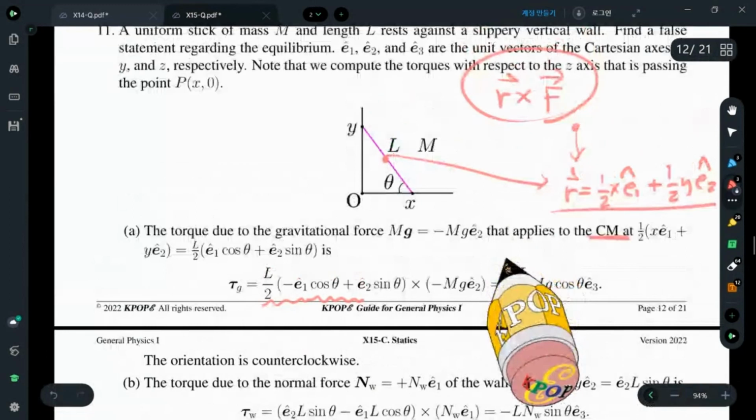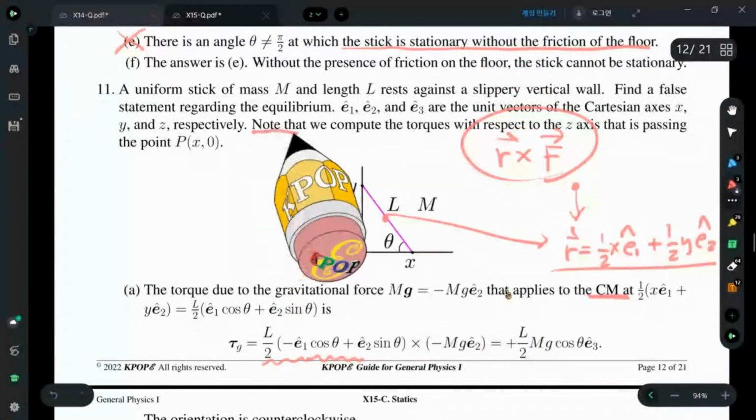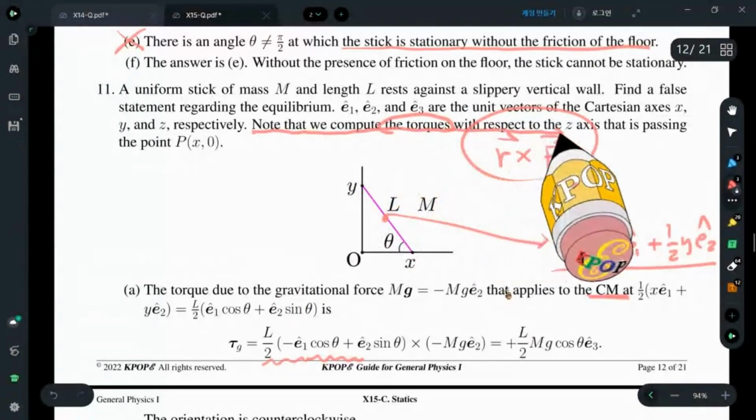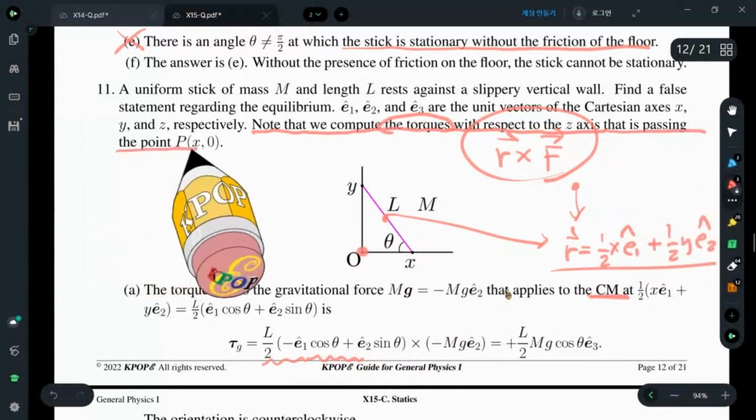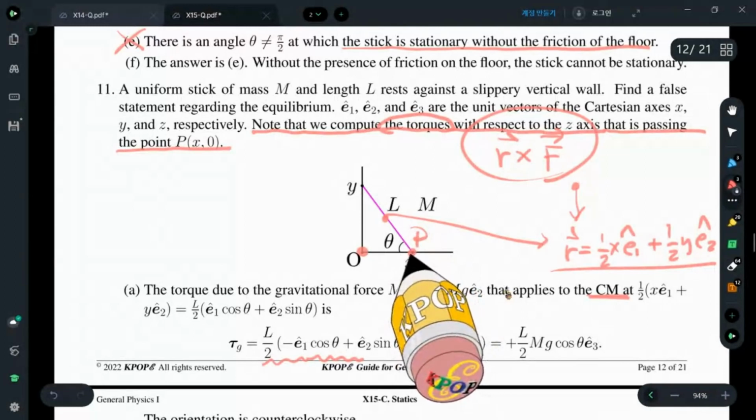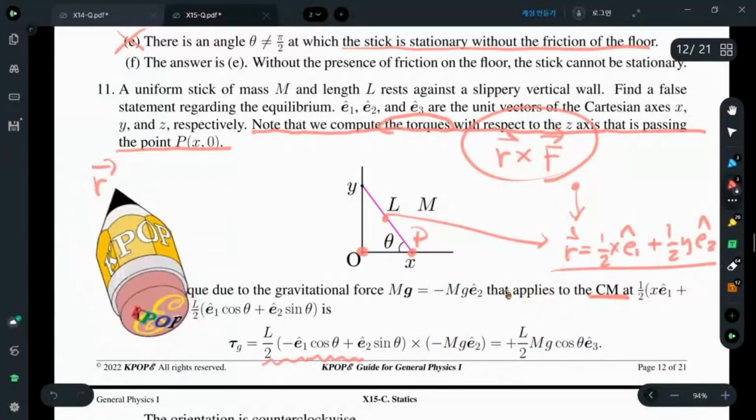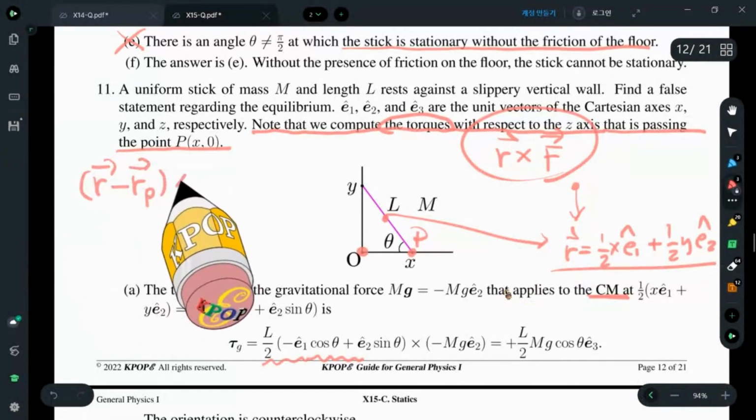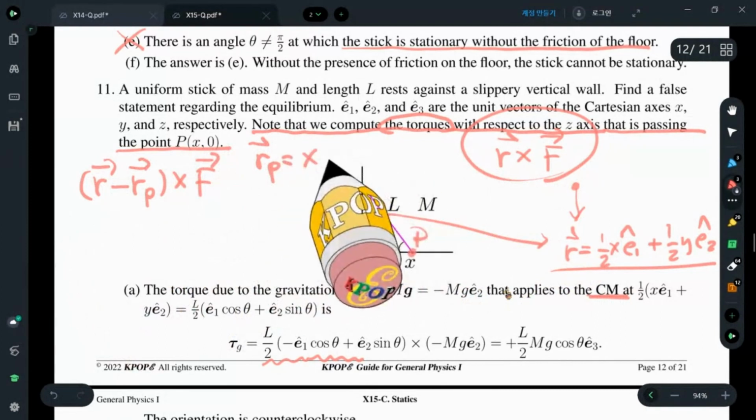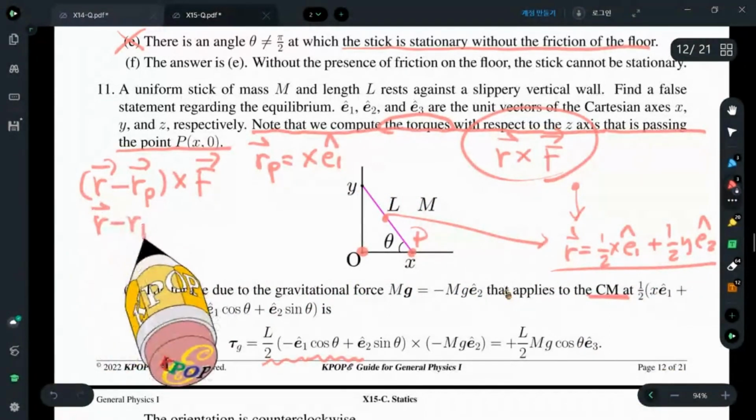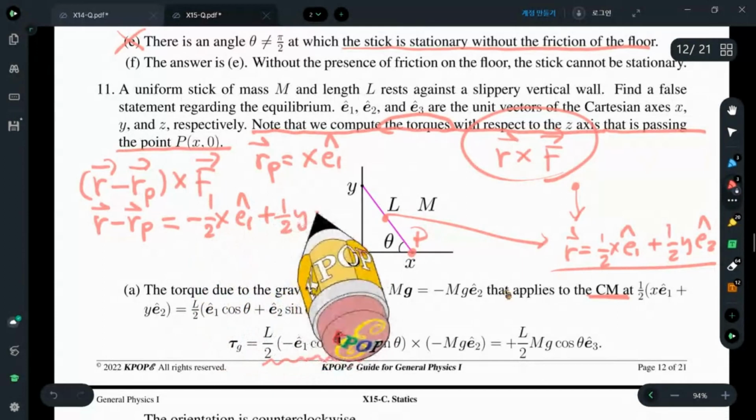What is x? There's a condition. Note that we compute the torques with respect to the z-axis that is perpendicular to this plane, that is passing the point P. P is here, passing the point P. So when we compute the torque, what we have to do is subtract Rp, and take a cross product with F. What is Rp? Rp equals x e1 hat. So R minus Rp equals minus 1 half x e1 hat, plus 1 half y e2 hat.